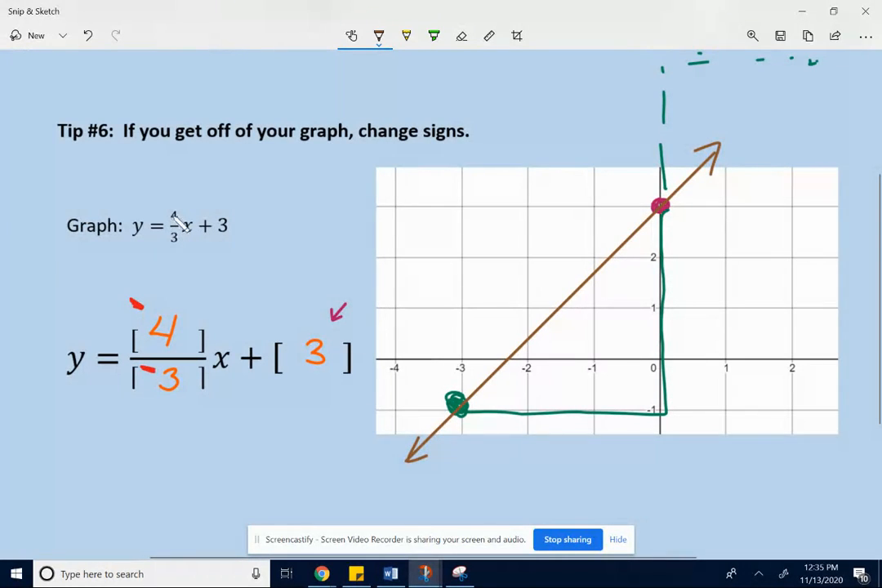Since going up 4 over 3 got us off the graph, we know that we could go down 4 and left 3 and be within the graph. And it makes this graphing a lot easier. Let me know if you have questions on any of these problems.